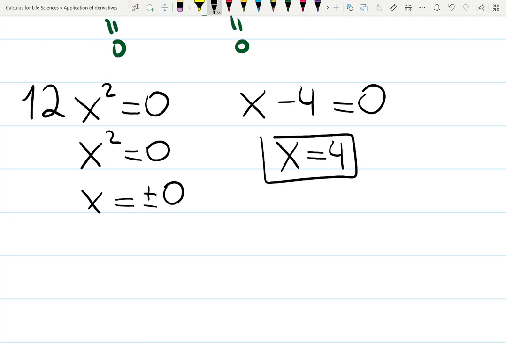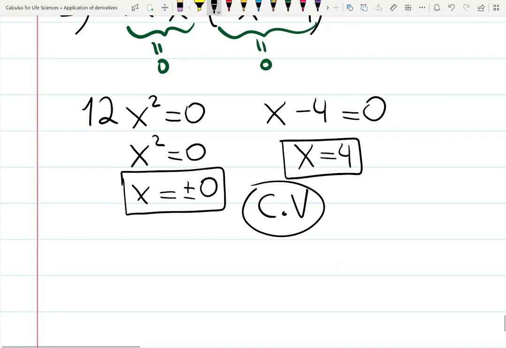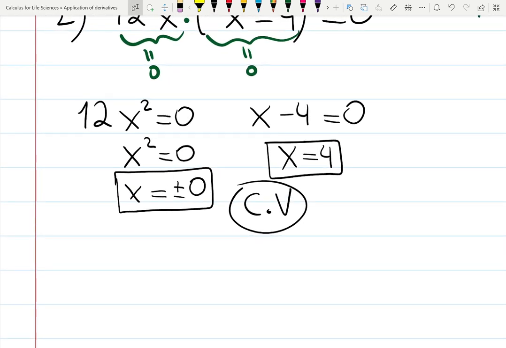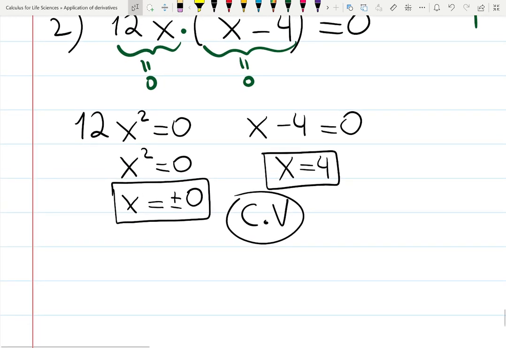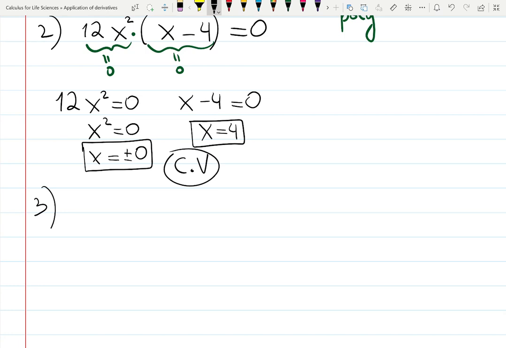Put this in boxes. These are critical values. You found them. 2 critical values. Well, 3, but plus minus 0 is just 0. So 2 critical values. Step 2, you found critical values. Now all the answers will come from that. Step 3, you perform the first derivative test. And we did it last time.